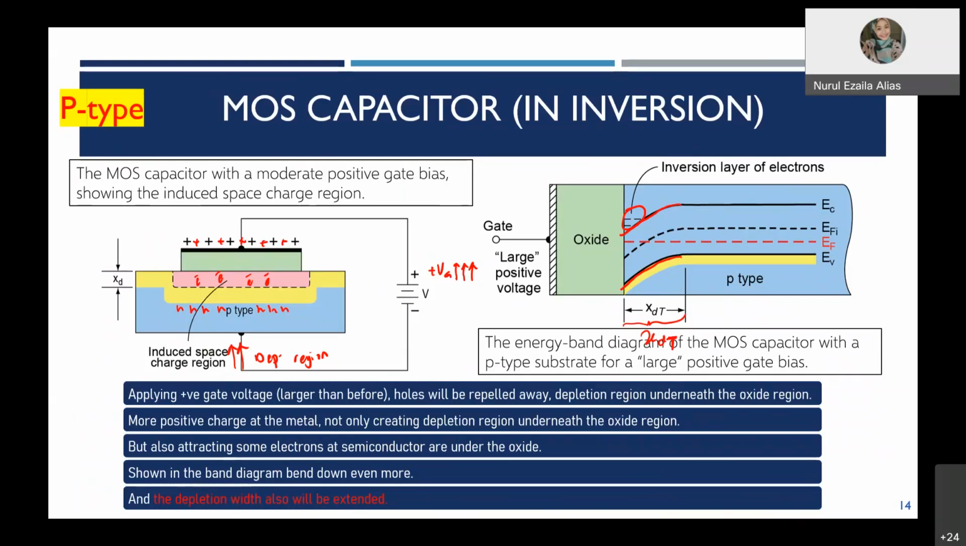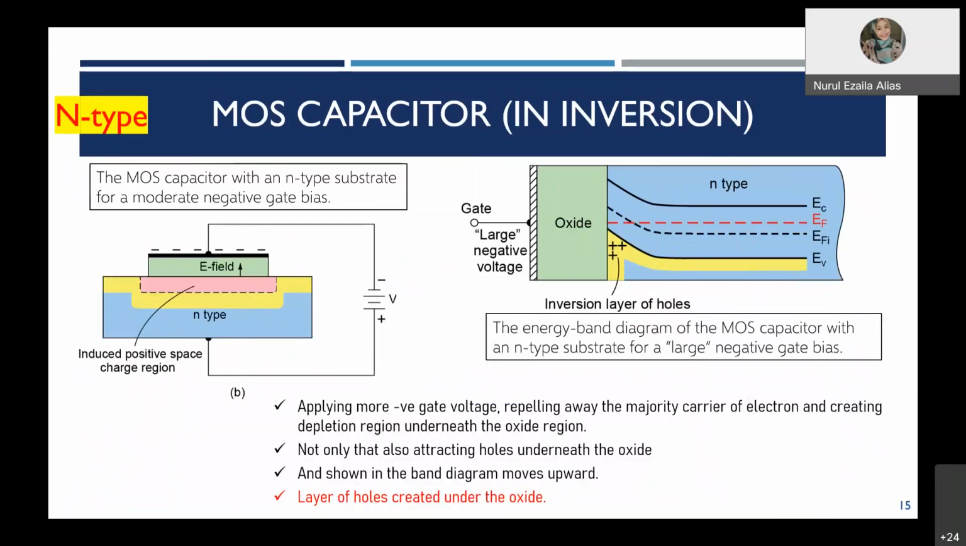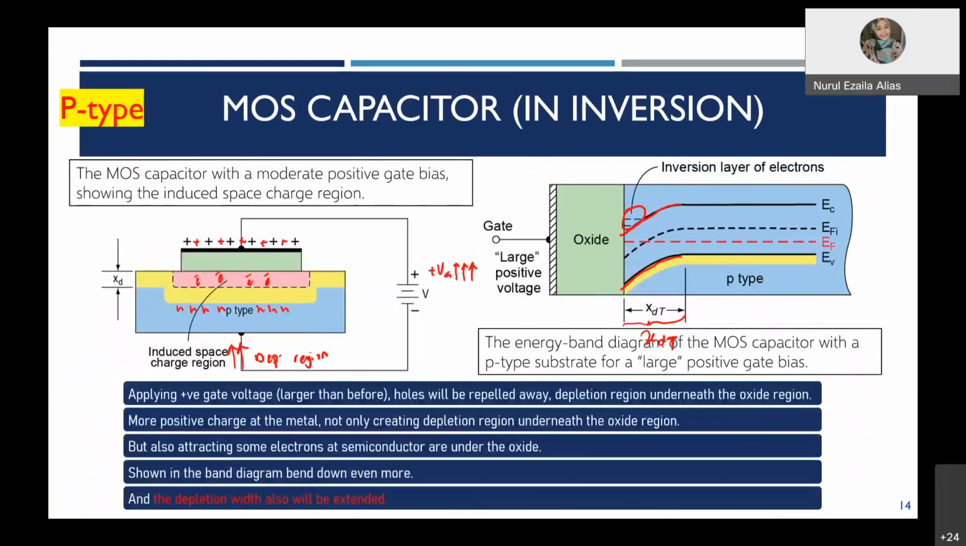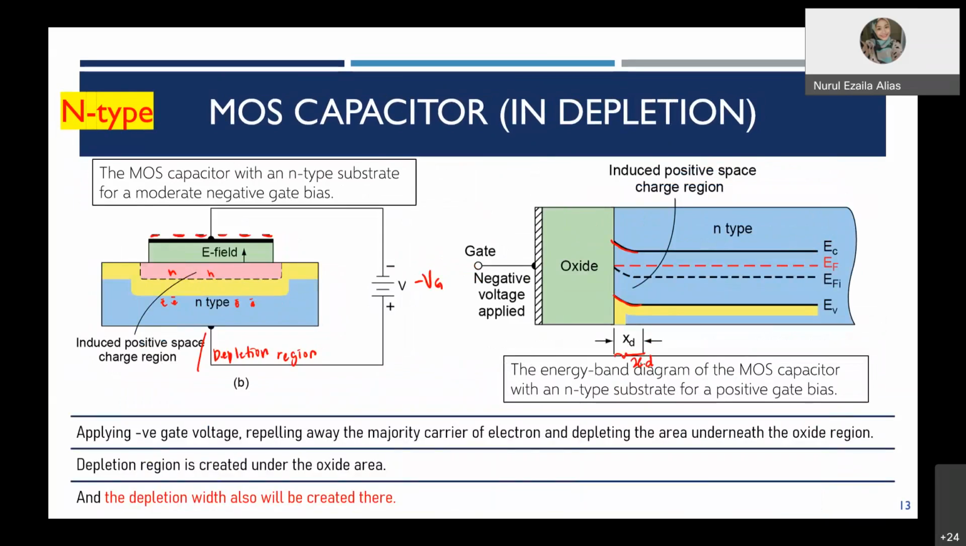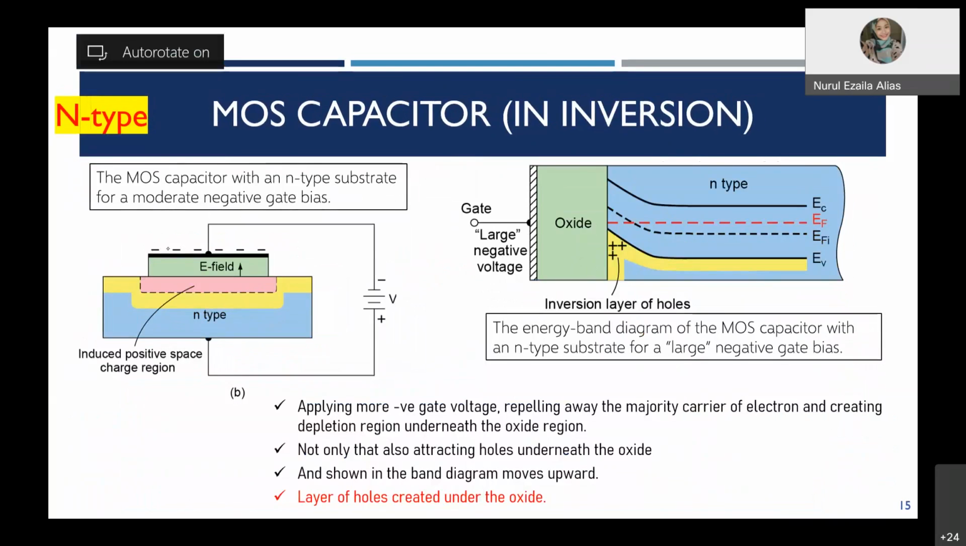Other than that, for the n-type inversion, the same goes as for n-type depletion. The voltage application is negative, but now it is much more negative. So a negative gate voltage will be applied over here, but it is much larger in magnitude. The majority carrier electrons will be accumulated over here, and due to this larger gate voltage, there will be an electric field able to attract the holes.